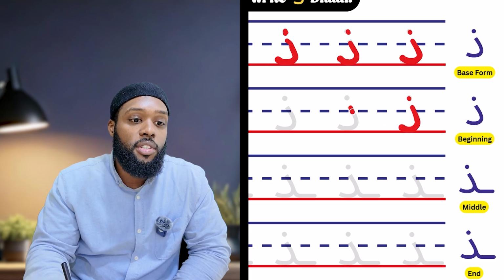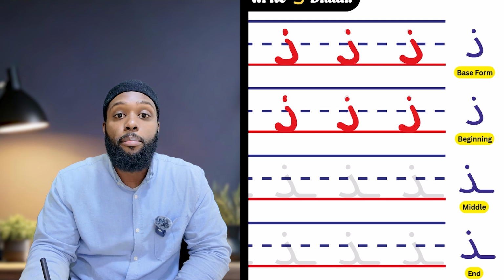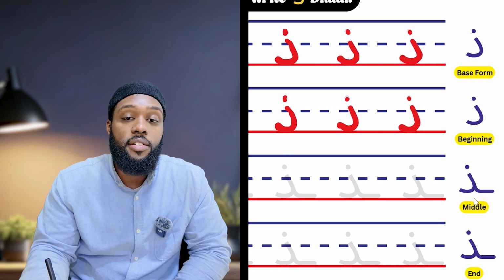Again, start from the top, draw this little curved boomerang type shape, and don't forget to place that dot above. In the middle of a word, it looks like this, right?